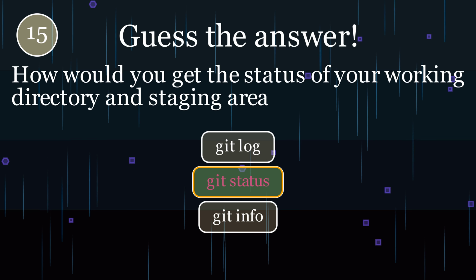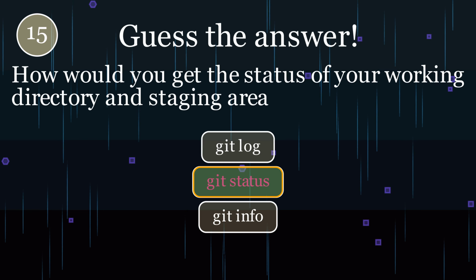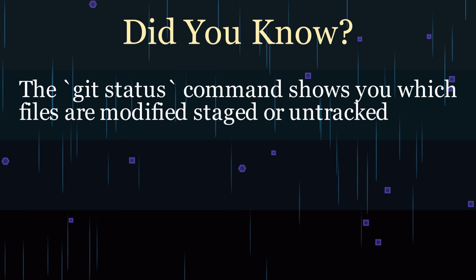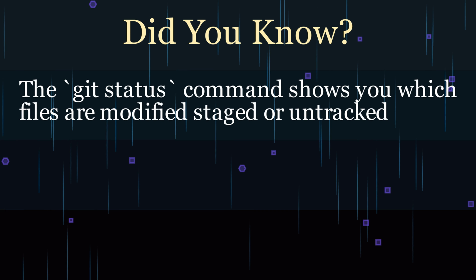The correct answer is git status. Knowledge boost: the git status command shows you which files are modified, staged, or untracked.